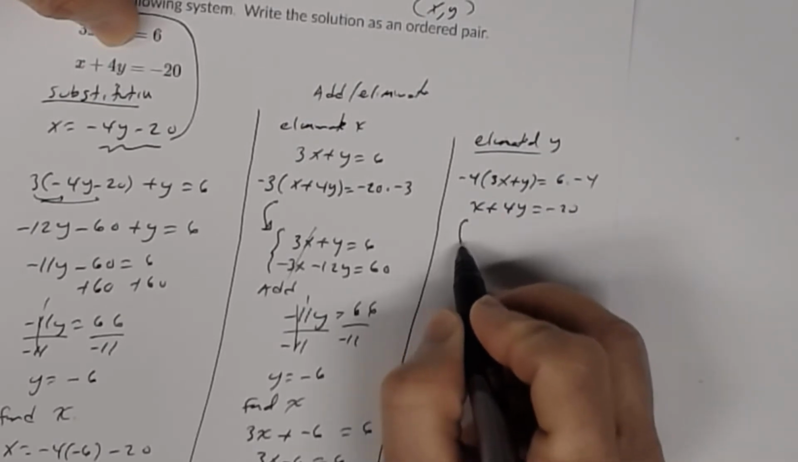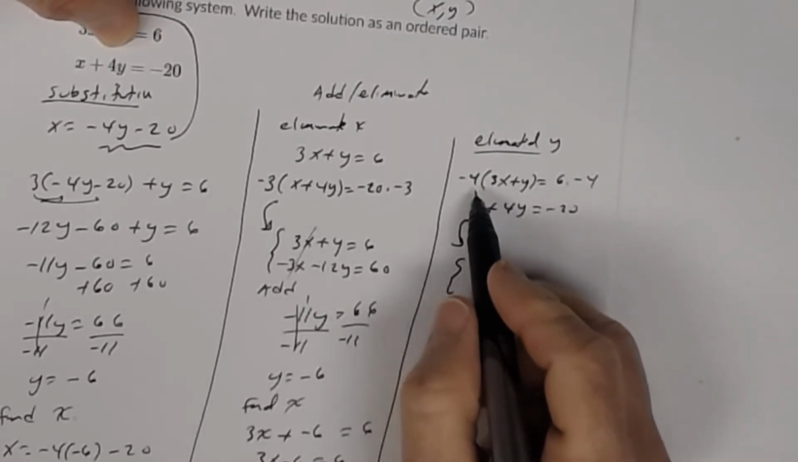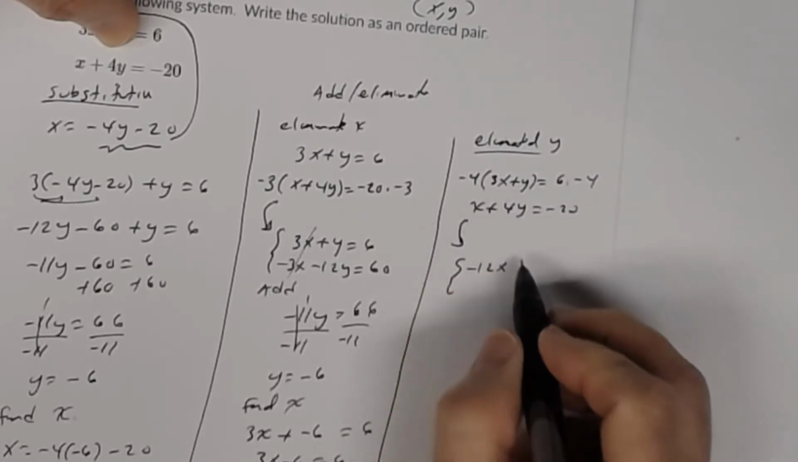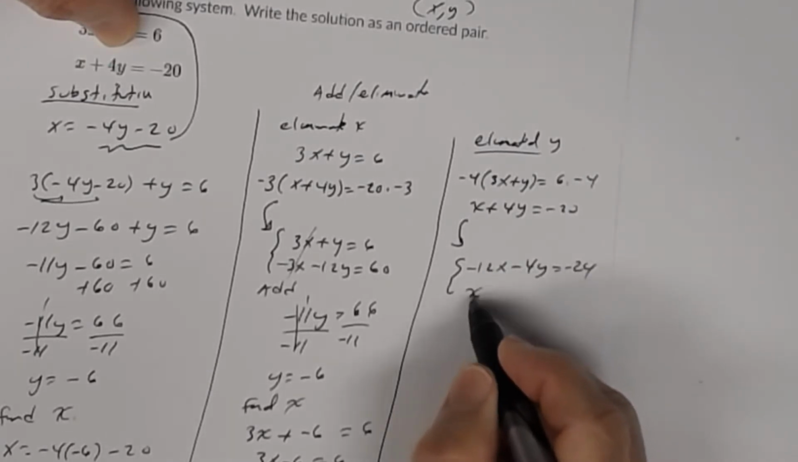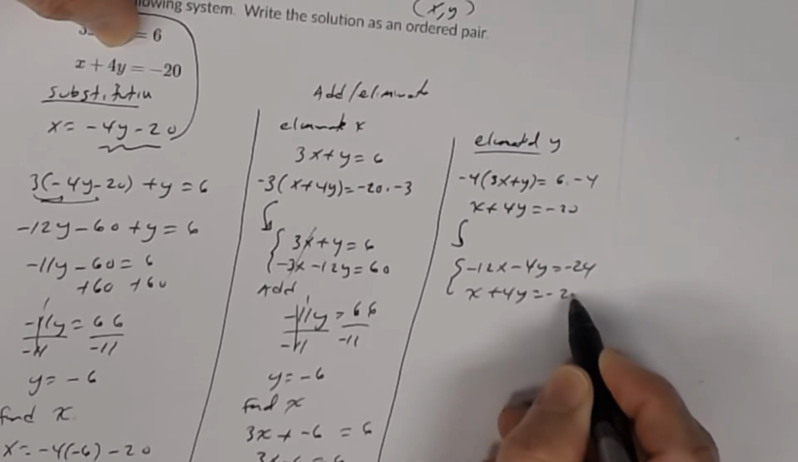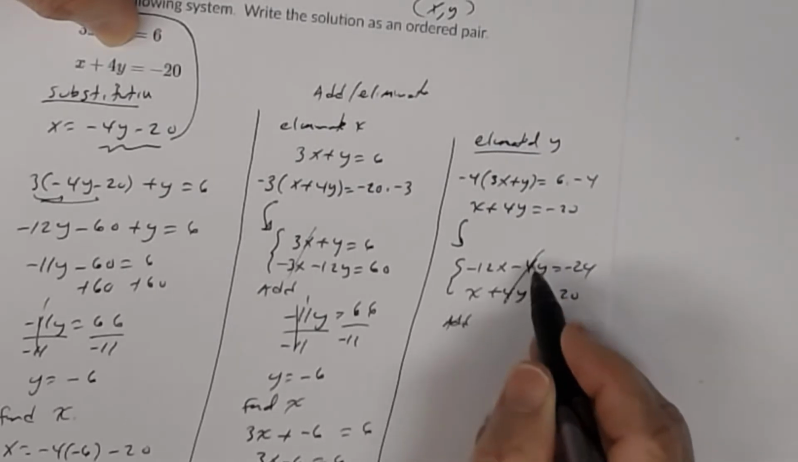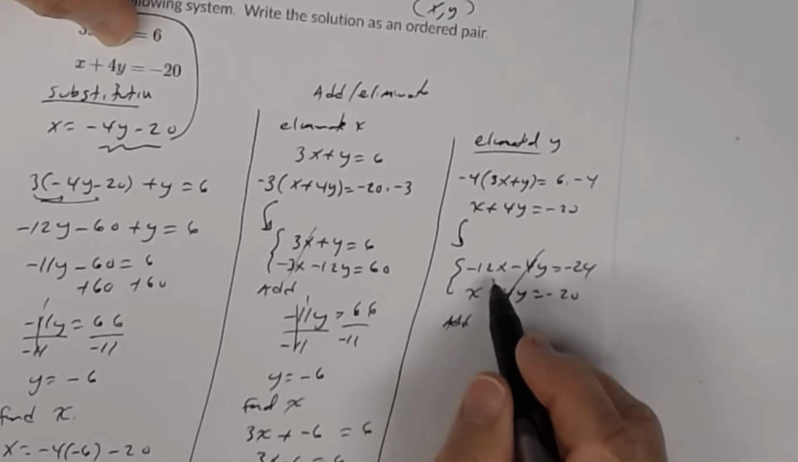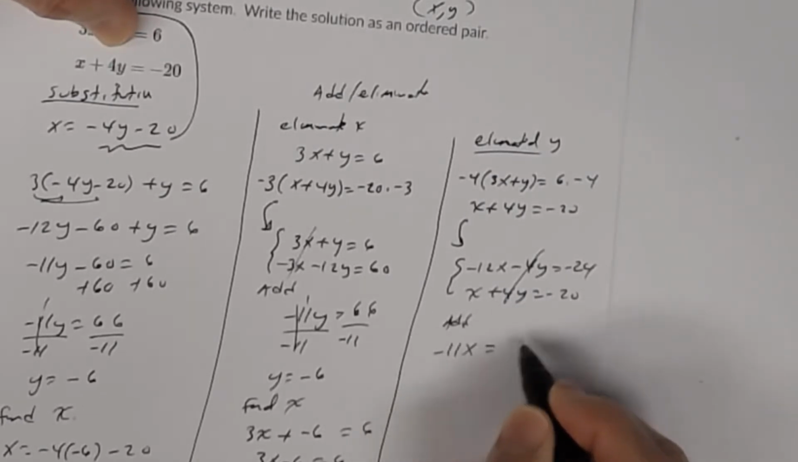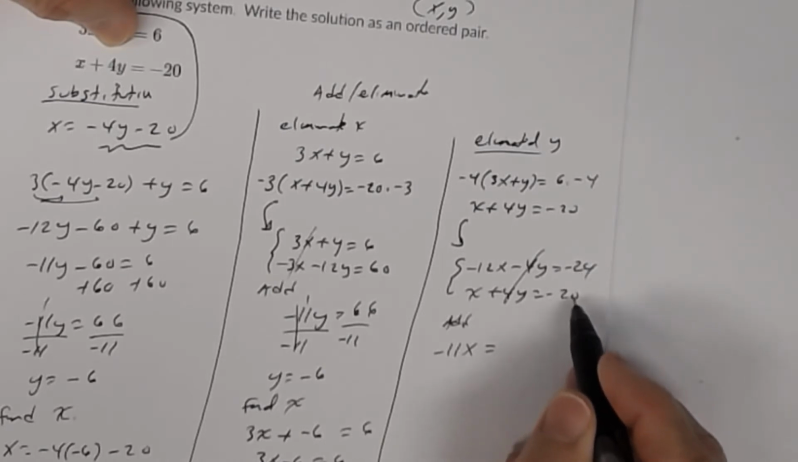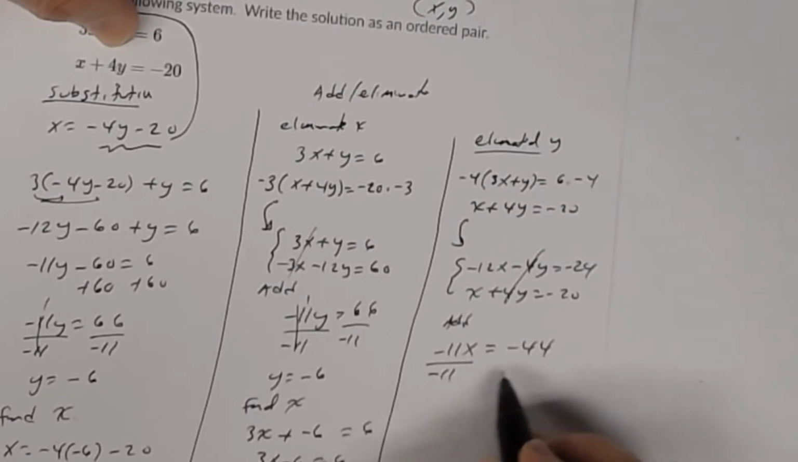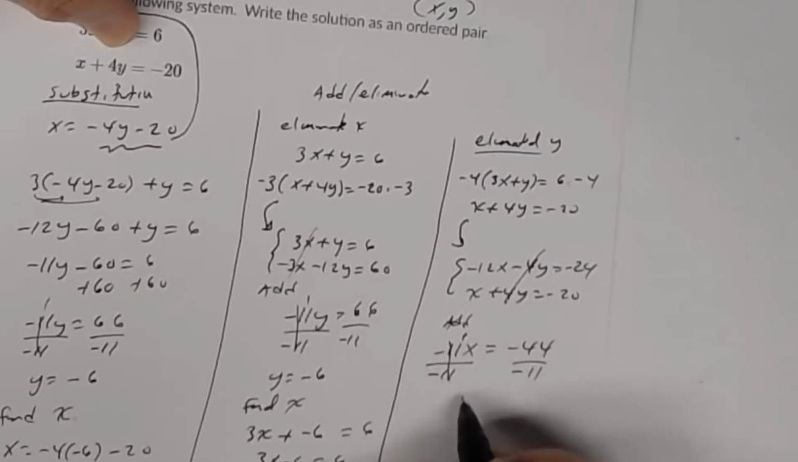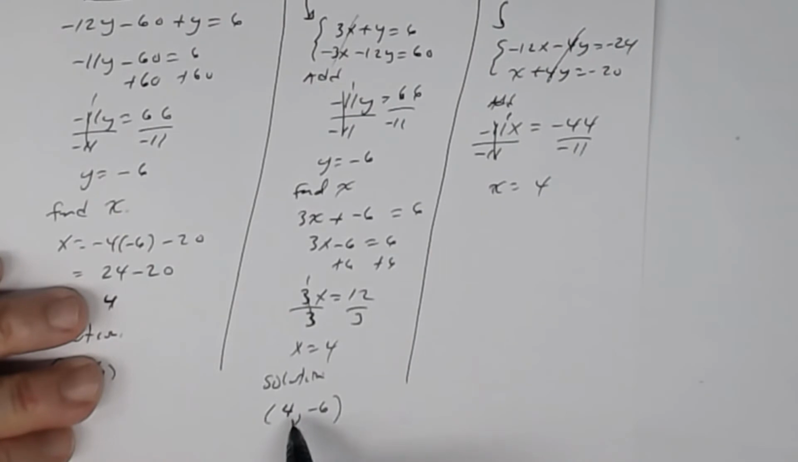So here's what we get: negative 4 times 3x plus y equals 6 times negative 4. Negative 4 times 3x is negative 12x. Negative 4 times y is negative 4y, equals 6 times negative 4, which is negative 24. The second equation stays as it is. Now let's add. The y's are eliminated, but this time I get negative 12x and x, which is negative 11x, equals negative 24 and negative 20, which is negative 44. Divide both sides by negative 11. I get x to be negative 44 divided by negative 11, a positive 4, which is what we said the x value had to be.